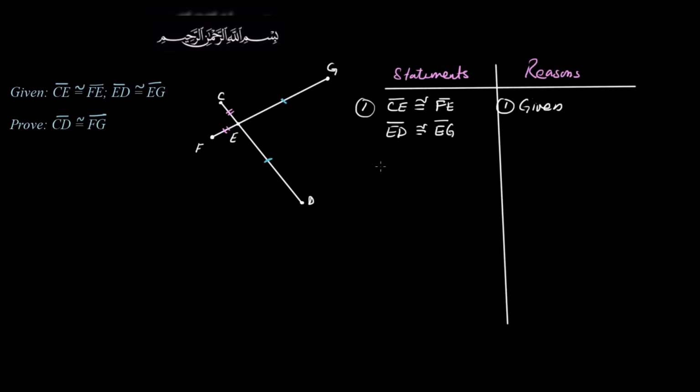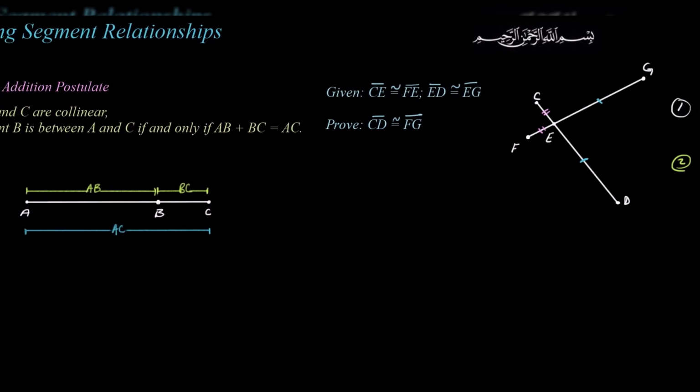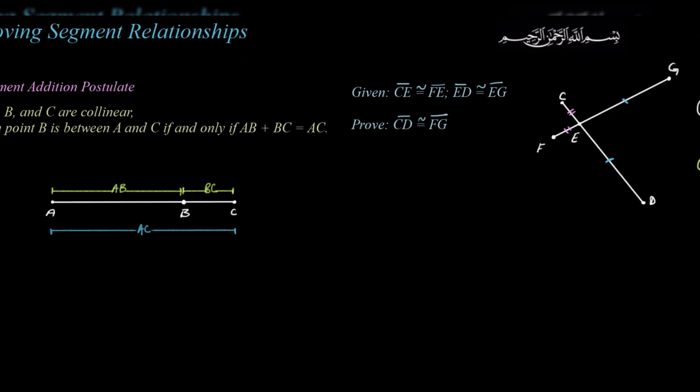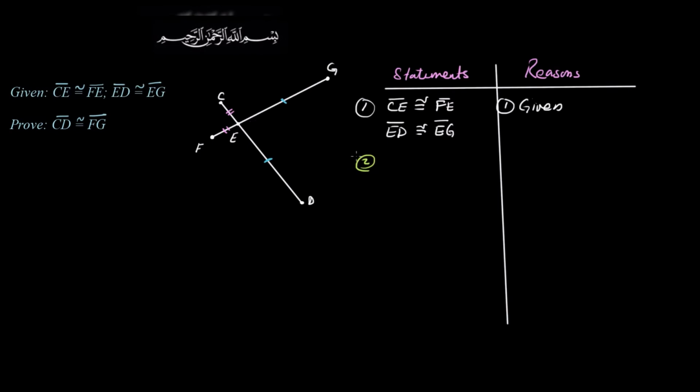Well, how are we going to do that? First of all, what does it mean for things to be congruent? Because the segment addition postulate is about segment lengths. Look at this, there are no bars over here. So the segment addition postulate is about length, and we convert all of this congruency information into segment lengths. So CE is equal to FE. That means this length is equal to that baby length, and ED is equal to EG. I converted the congruencies to segment lengths.